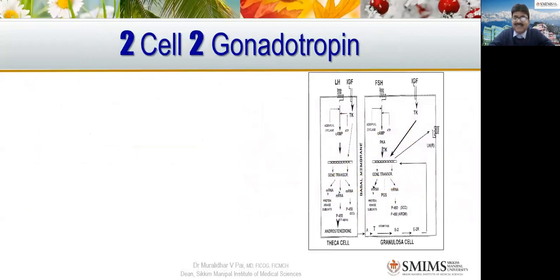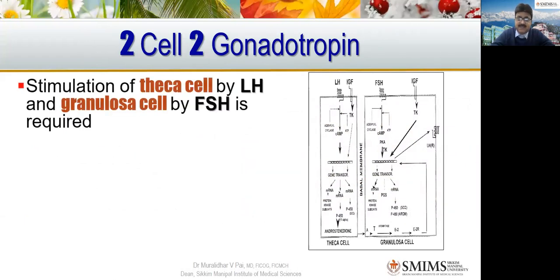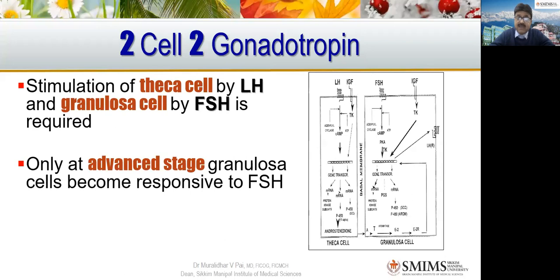So there you are, the two-cell, two-gonadotropin theory. That means both the cells are required. Who are the cells? Granulosa cell and theca cell. And both the gonadotropins are required, FSH and LH. So you can't say one cell is enough, one gonadotropin is enough. What happens is stimulation of theca cells by LH and granulosa cells by FSH is required. Only at an advanced stage will granulosa cells become responsive to FSH.